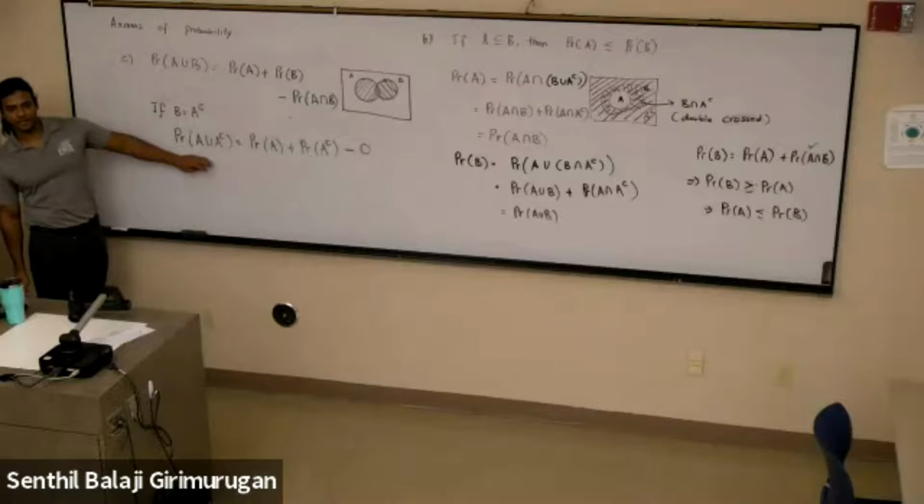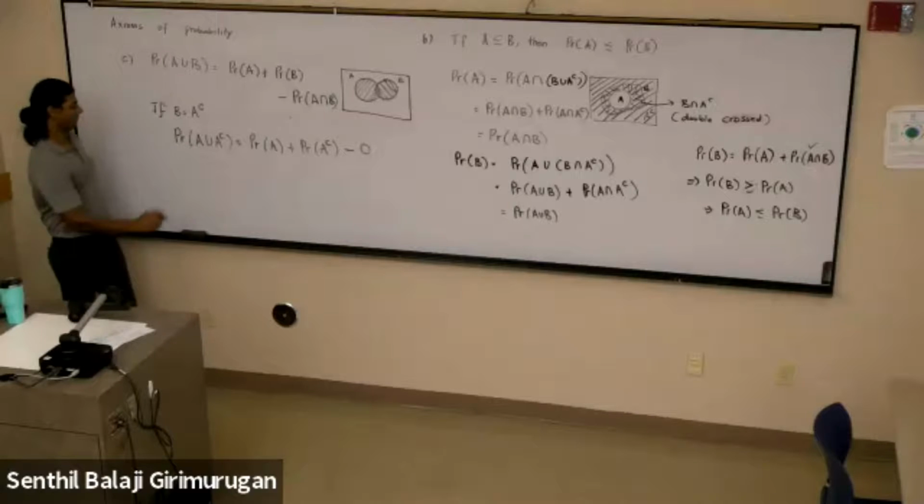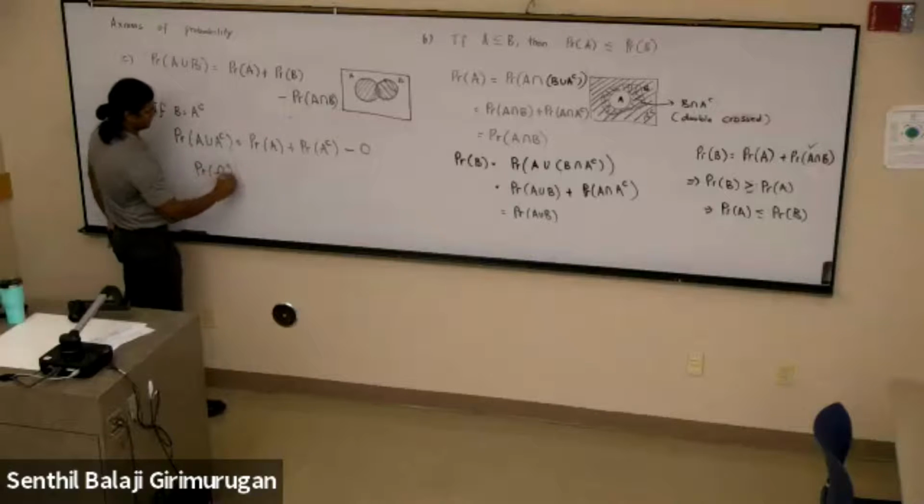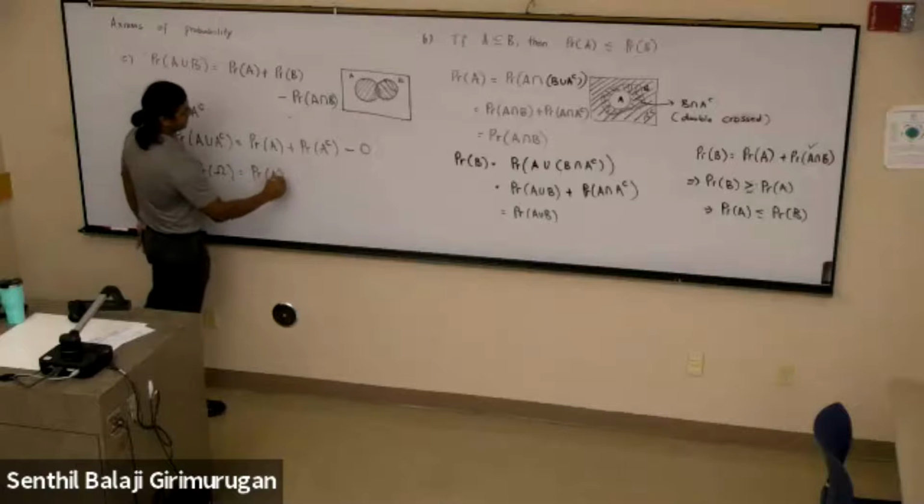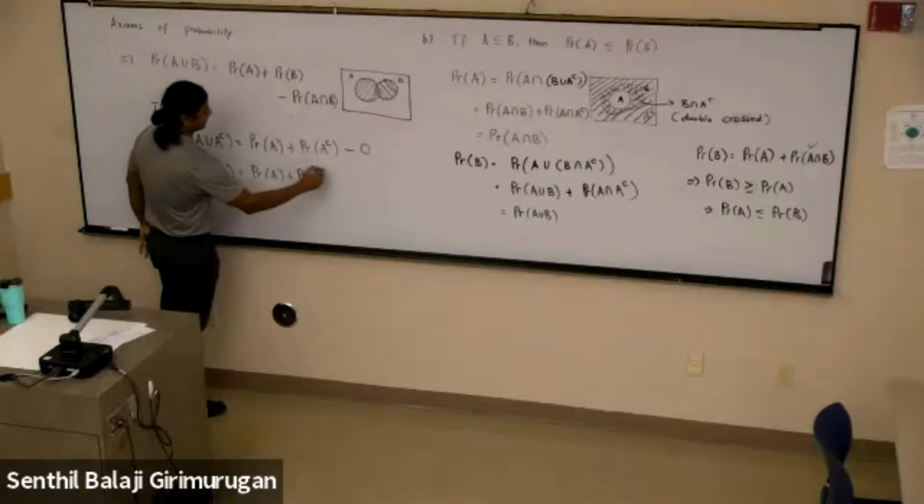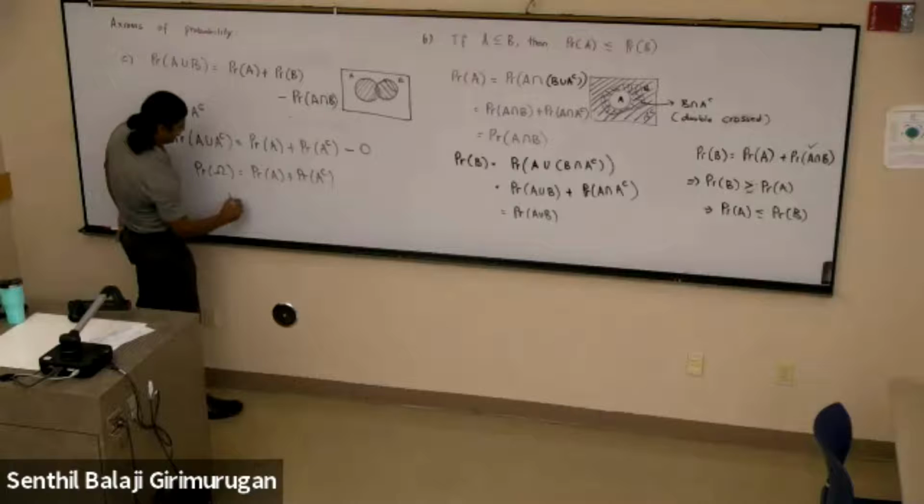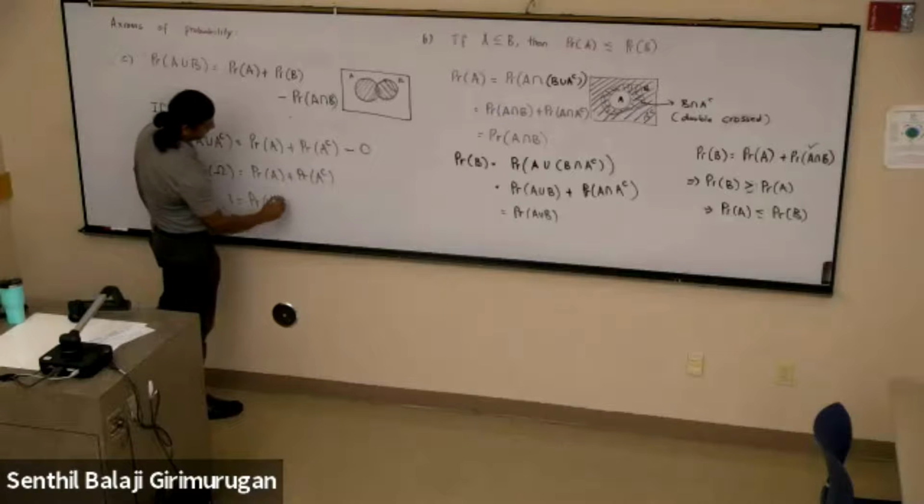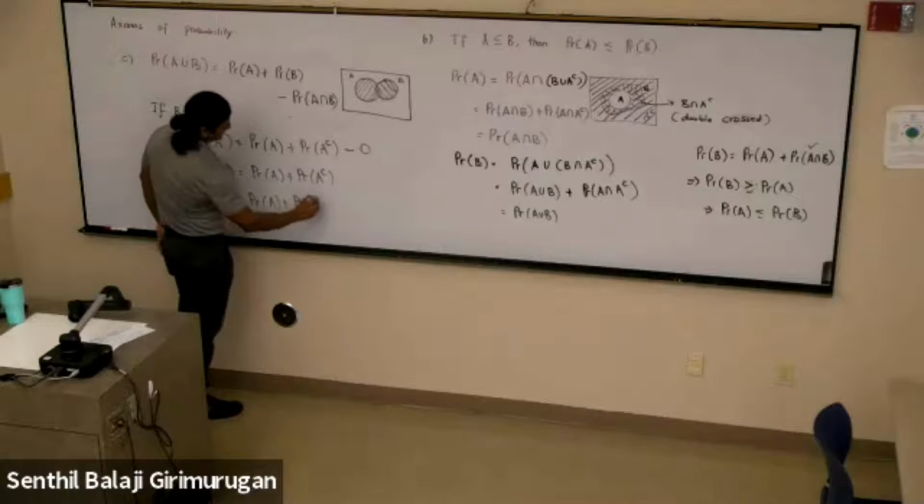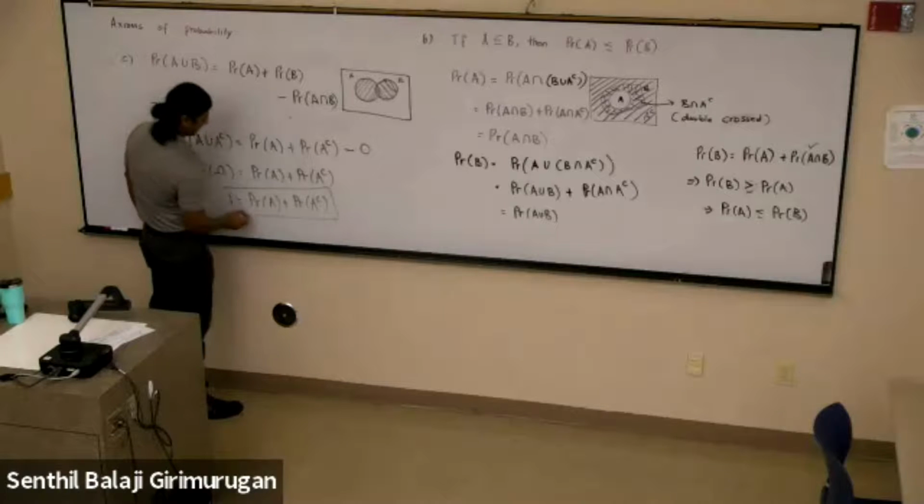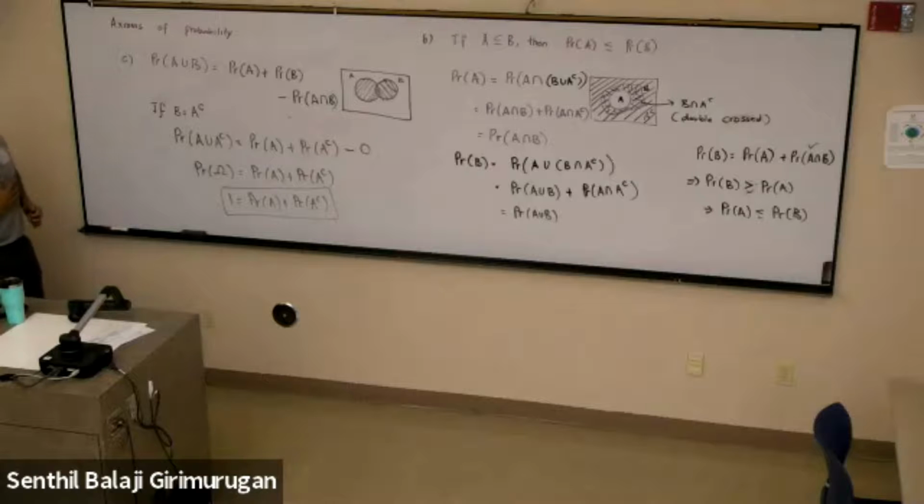What is the probability of A union A complement? Okay, what is A union A complement? Omega. So we have probability of omega equals probability of A plus the probability of A complement. And what is that? 1. And this is what you would have read in an undergraduate textbook as the complementary rule: the probability of A plus the probability of A complement is equal to 1.